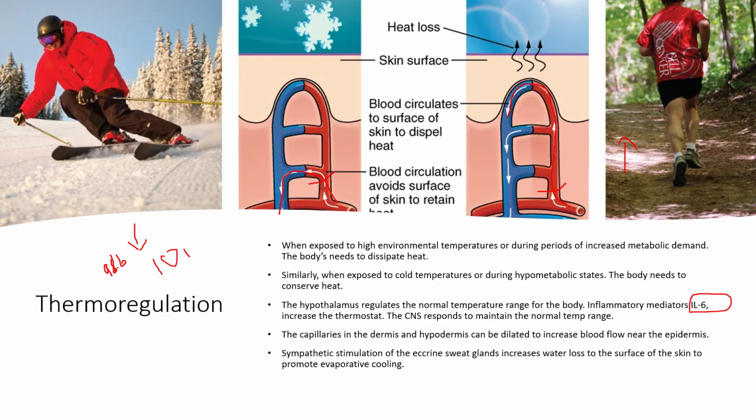So what can happen is now we have to shunt blood away from the skin. We have to do things to get that core temperature up. We have to increase metabolic demand or metabolic rate, and we get a higher temperature.